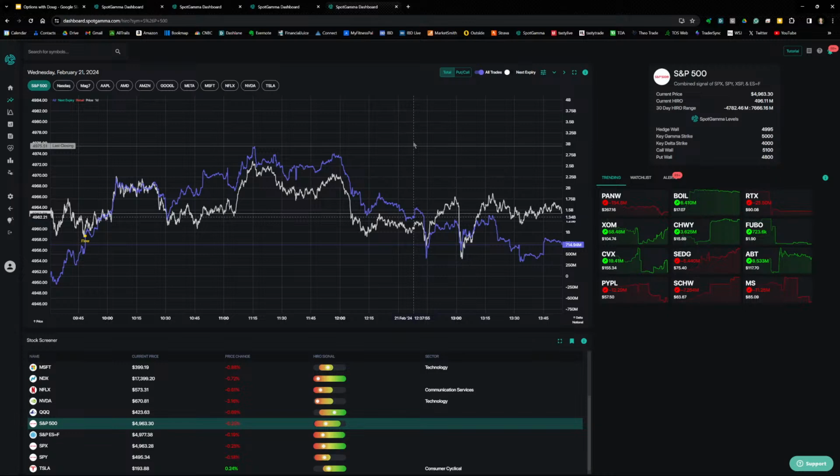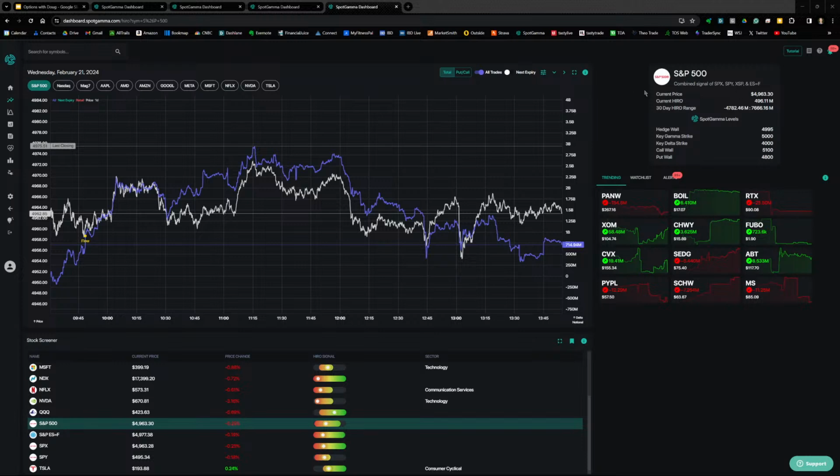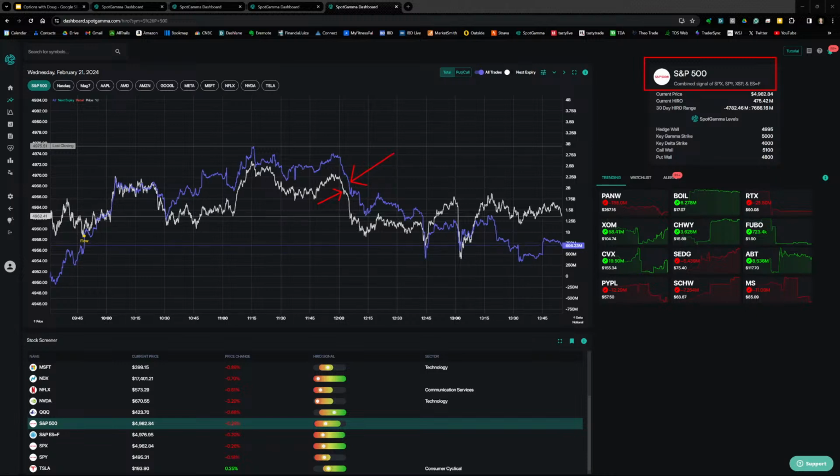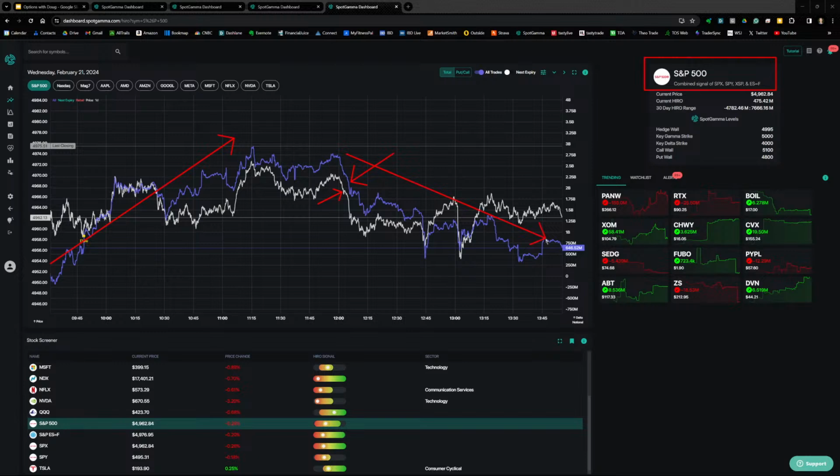So what this chart is showing is the HIRO signal, hedging impact real-time options. It's showing options trades and market maker hedging activity for a combined signal of SPX, SPY, XSP, and ES futures, all into one combined signal. The white line is price for SPX, and the purple line is the HIRO signal, again, hedging impact real-time options. A rising HIRO line indicates traders are taking positive delta positions. They are buying calls and or selling puts. On the other hand, a falling HIRO line indicates traders are taking negative delta positions. And that means they are selling calls and or buying puts.